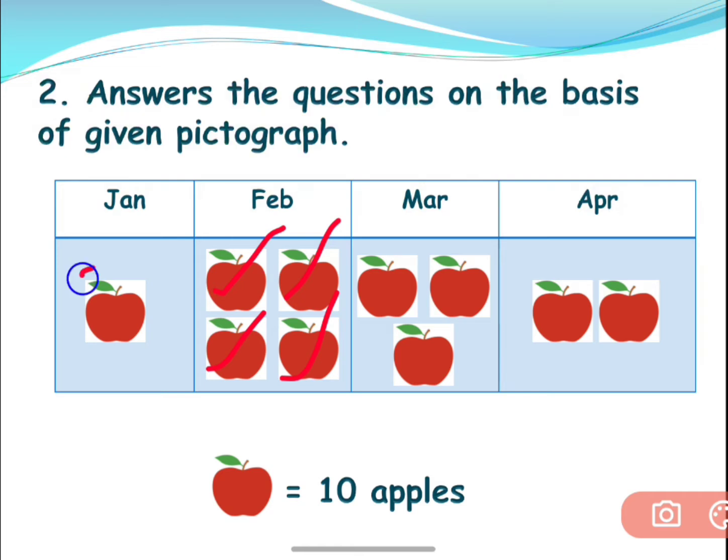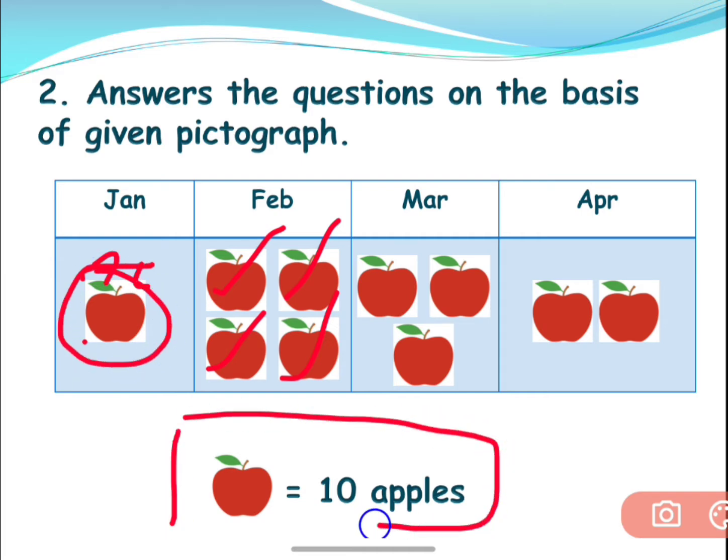Actually here you should have 10 apples, isn't it? 10 apples you have to draw. But instead they have drawn only one apple, and in the scale they have given one apple is equal to 10 apples. Here they have to draw 40 apples, but drawing 40 apples becomes difficult, isn't it, children? So that's why they have taken each apple as 10 apples, and they have given it in this form of pictograph, which is called a scaled pictograph.